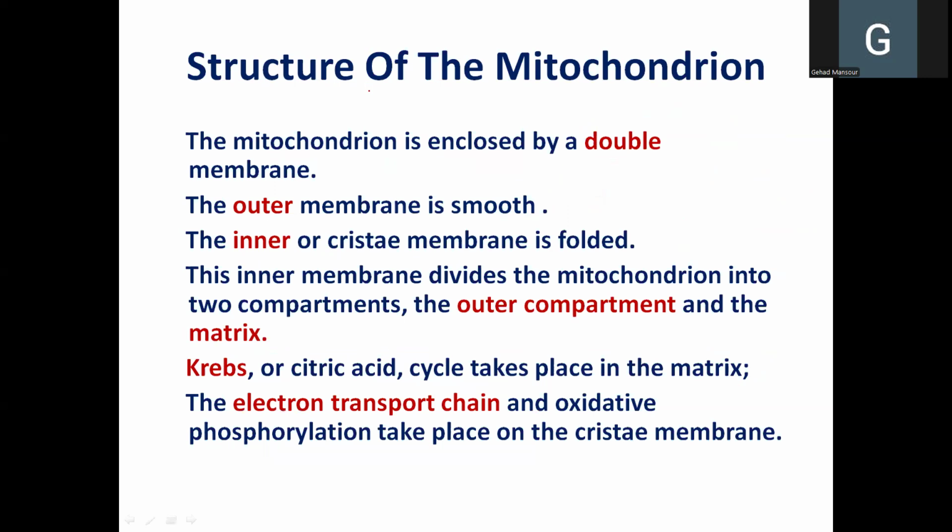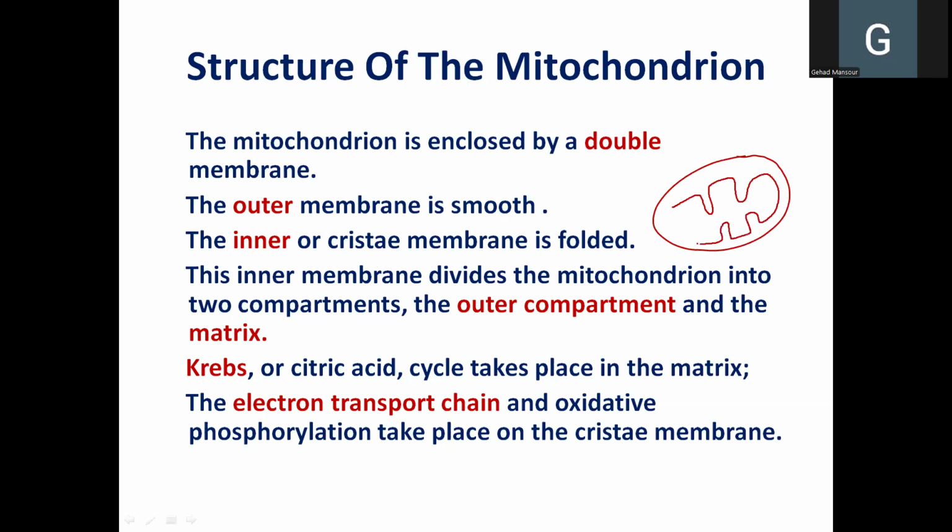Of course, it's easy now for you to describe the structure of the mitochondrion because we have said it several times. The mitochondrion is enclosed by a double membrane, as we said before, and it matches with the endosymbiotic theory. The outer membrane is smooth, whereas the inner membrane is folded into cristae or projections. And we've said that the inner membrane of the mitochondrion divides the mitochondrion into two compartments.